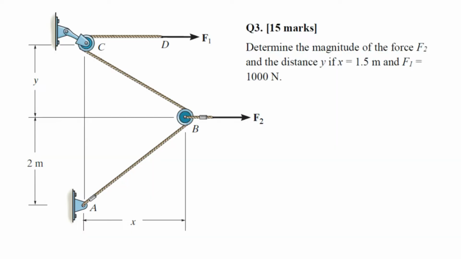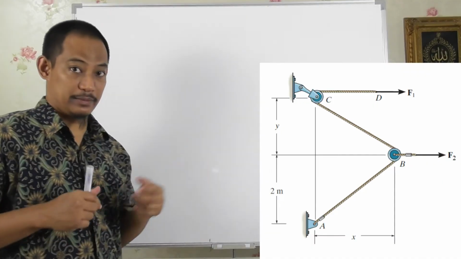Okay, this is the second question for today. On the left is the diagram, and the question says, determine the magnitude of the force F2 and the distance y if x is given as 1.5 meter and F1 is equal to 1000 Newton, right? So basically in the diagram, it is given in terms of x, y, F1 and F2. However, x is already given as 1.5 and F1 is already given as 1000 Newton. Right, so we'll put the diagram there.